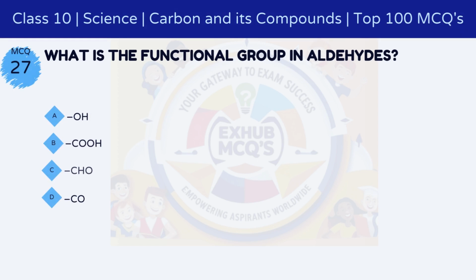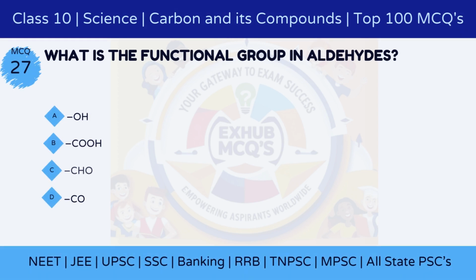MCQ 27. What is the functional group in aldehydes? Option A, OH. Option B, COOH. Option C, CHO. Option D.